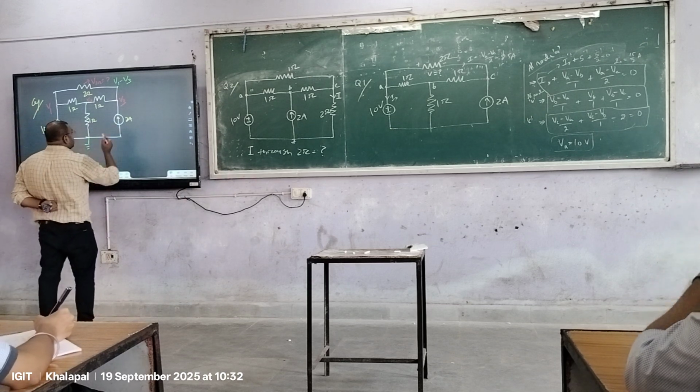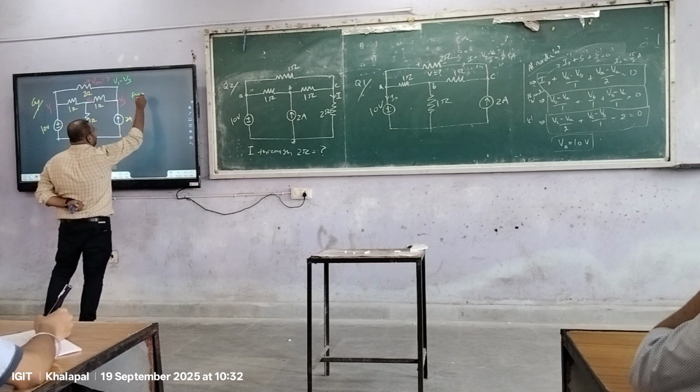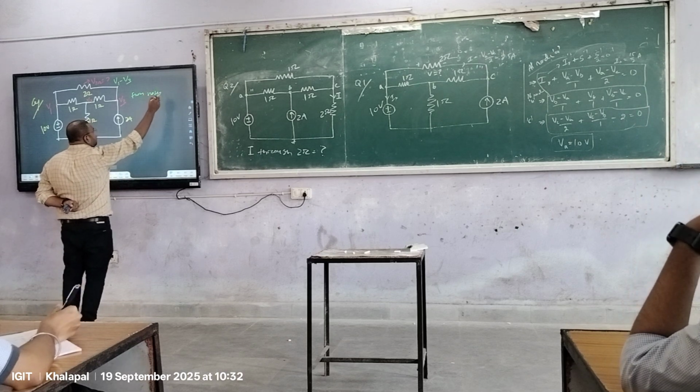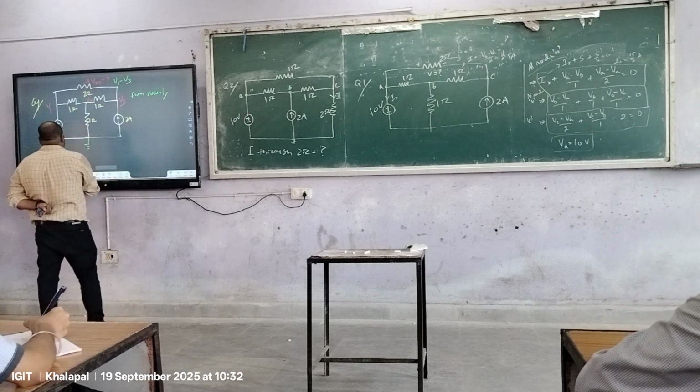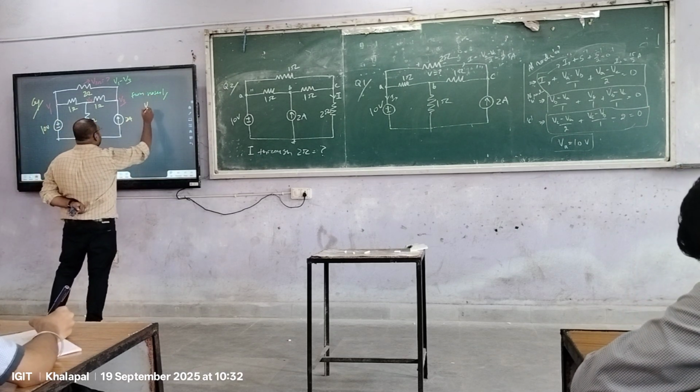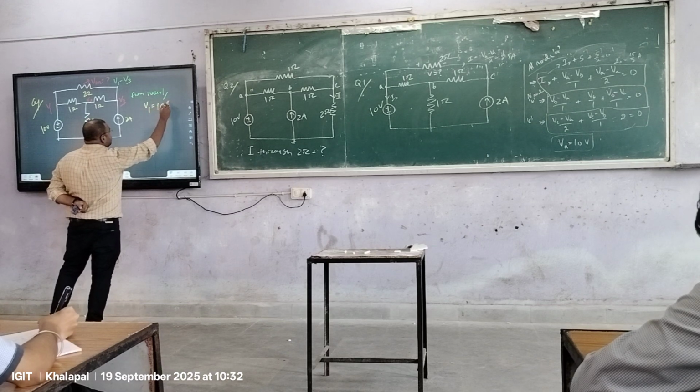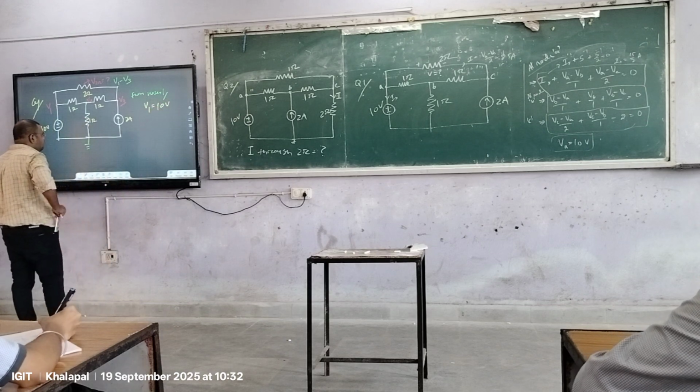So from node 1, the value of V1 is 10 volts.